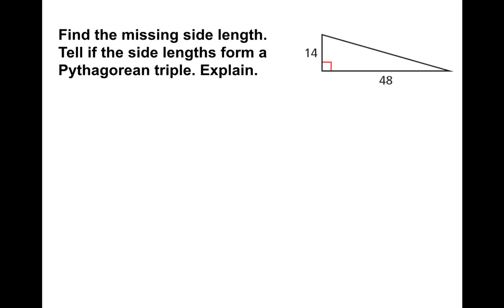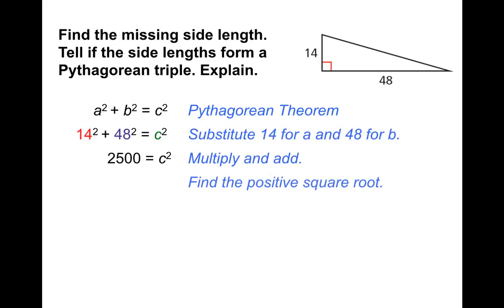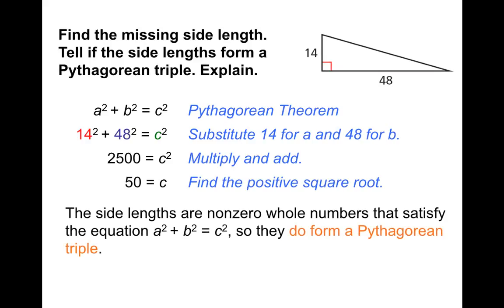Okay, so back to finding the missing side lengths on some right triangles. Now the added directions here say tell if the side lengths form a Pythagorean triple and explain. So first, find the missing side length. Pause. Okay, the missing side length was 50. Okay, so now is it a Pythagorean triple? The side lengths are 14, 48, and 50. They are all non-zero whole numbers or integers. So yes, that makes a Pythagorean triple.